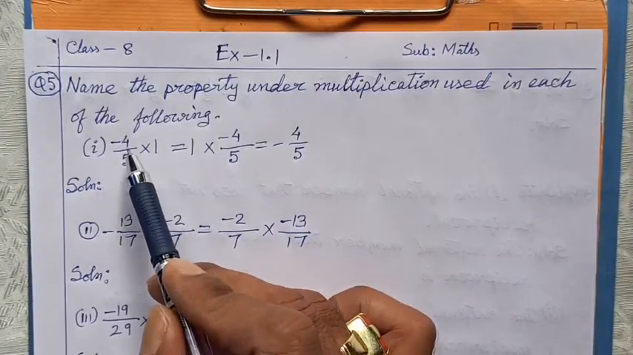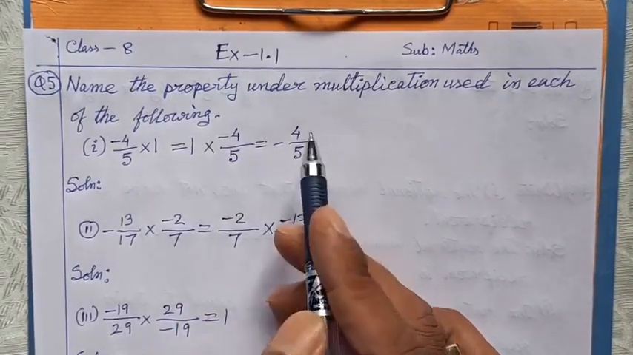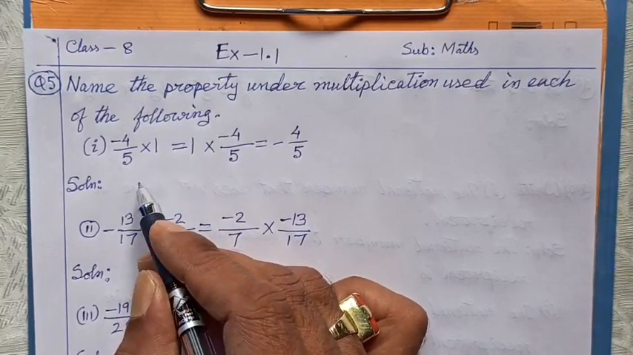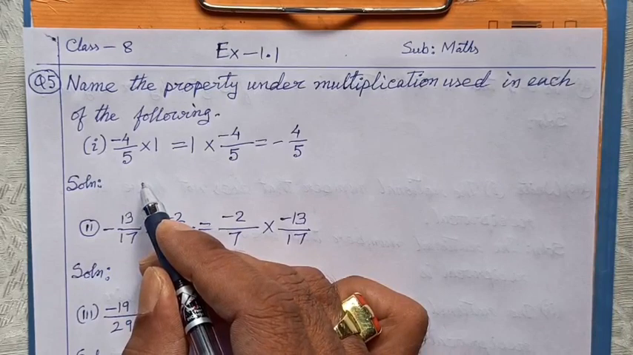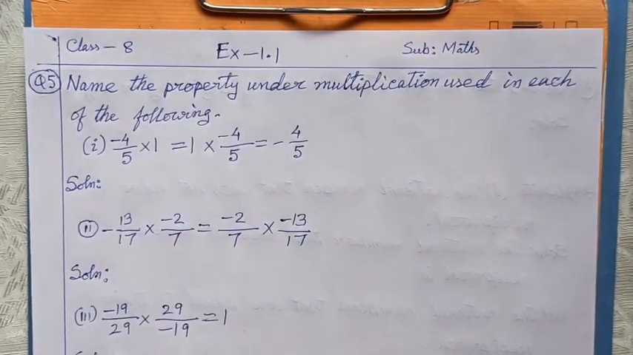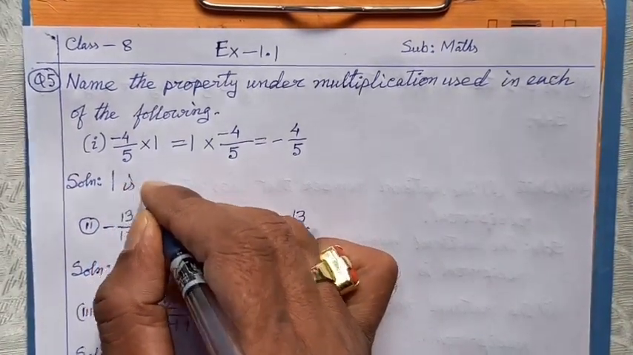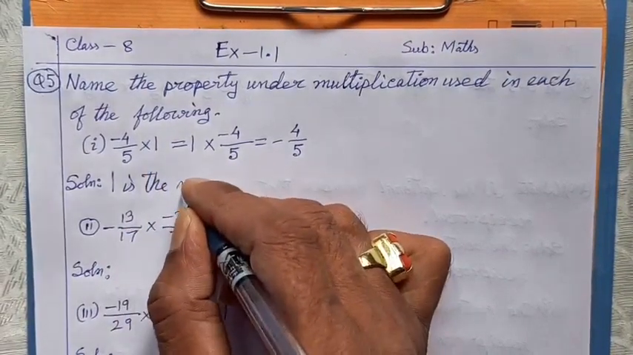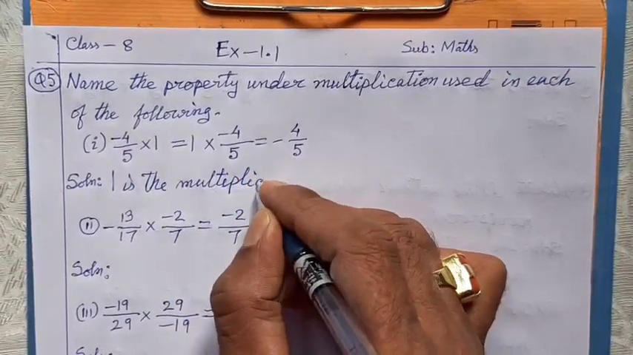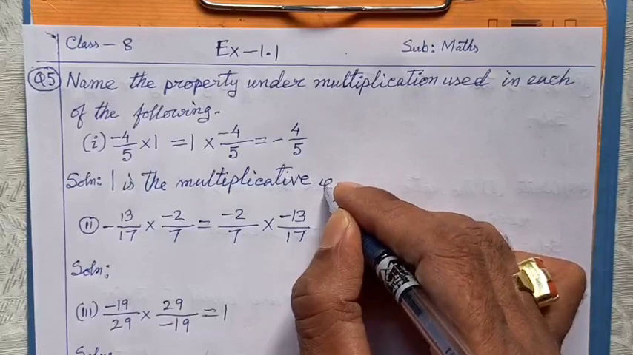So here minus 4 by 5 into 1 is equal to 1 into minus 4 by 5 is equal to minus 4 by 5. Since the given rational number is multiplied by 1, the property used here is: 1 is the multiplicative identity.